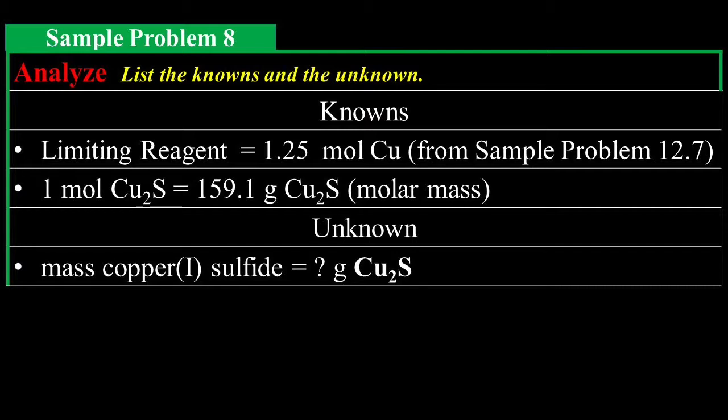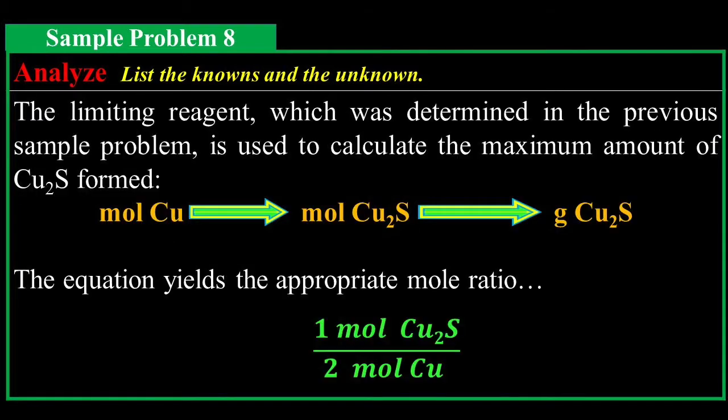Let's review what we have. Limiting reagent, 1.25 moles of copper. We've done that. That's from sample problem 12.7. Moles of copper(I) sulfide, 159.1 grams of copper(I) sulfide. That's 1 mole of copper(I) sulfide equals 159.1 grams of copper(I) sulfide. That's the molar mass. And we're looking for the mass of copper(I) sulfide in grams. So we simply say the limiting reagent, which was determined in the previous sample problem, is used to calculate the maximum amount of copper(I) sulfide formed.